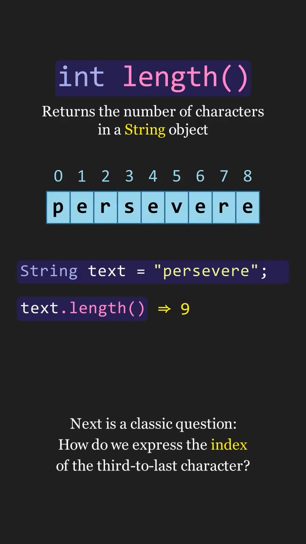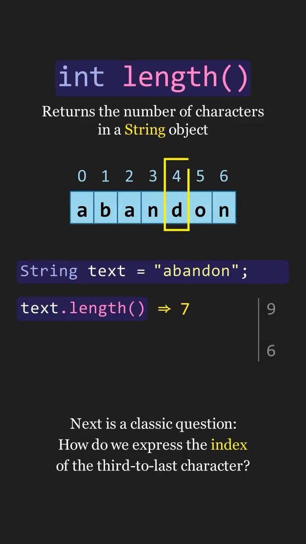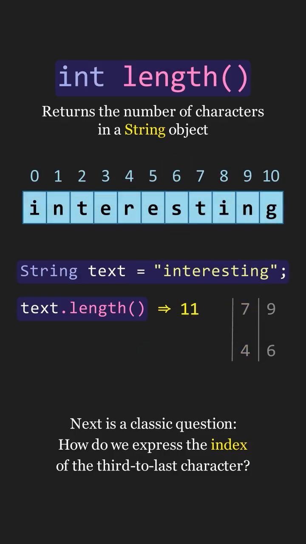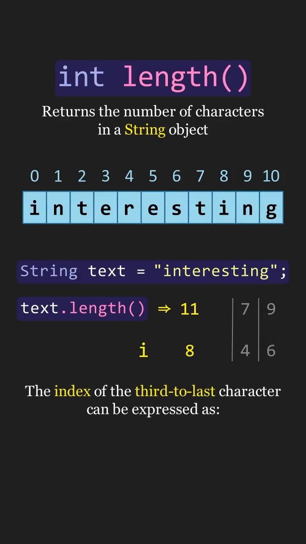Next is a classical question. How do we express the index of the third to last character? For persevere, the third to last character is e, with an index of 6. For abandon, it's d, with an index of 4. For interesting, it's i, with an index of 8. So the index of the third to last character can be expressed as text.length minus 3.